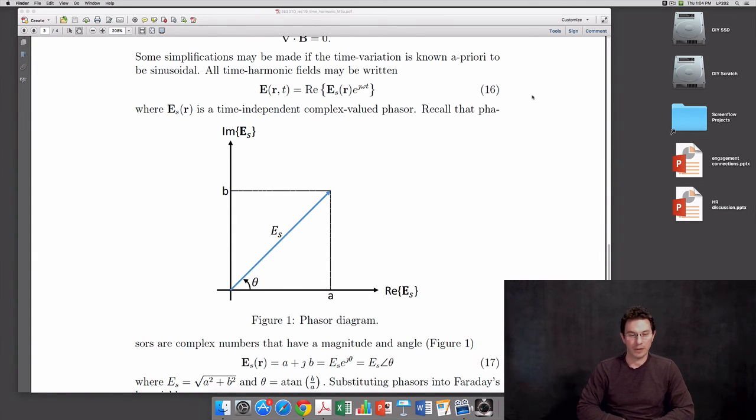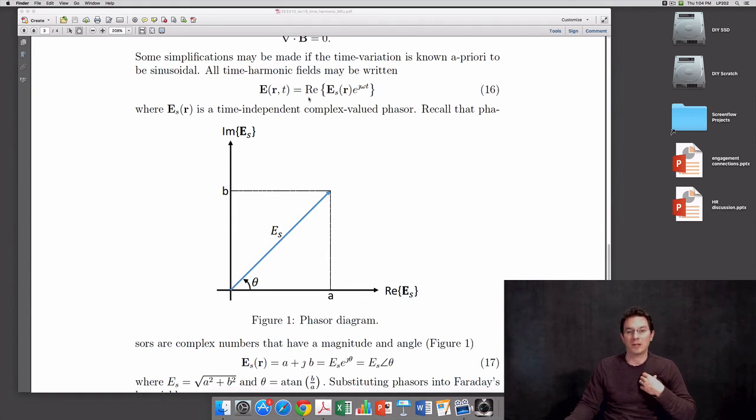Equation 16 says that all time harmonic fields may be written in the following way. The time domain field is equal to the real part of the phasor, E sub s, as a function of r. Our notation for phasors will include a subscript of s to indicate a phasor. So E sub s of r here is a time-independent, complex-valued phasor.